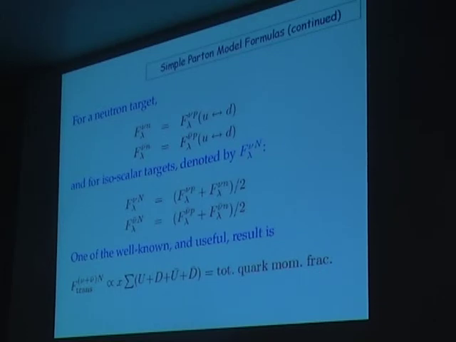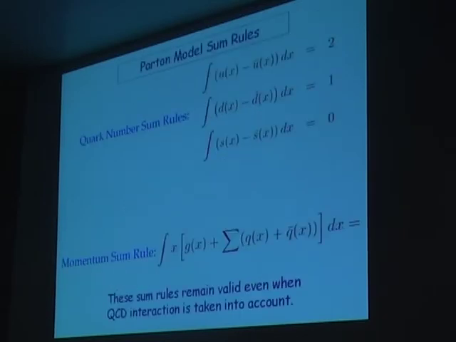And if you believe in momentum conservation, 1 minus this quantity is exactly the momentum fraction carried by the gluon. And that actually is a very useful relation. From this, you can derive some rules.